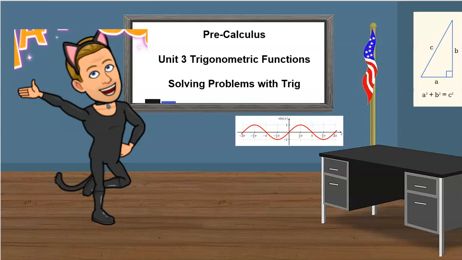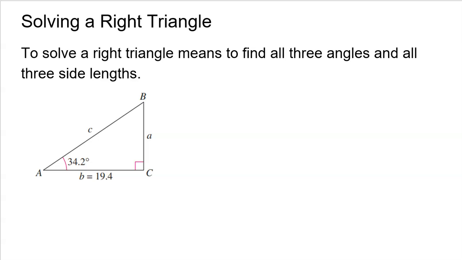All right, so the first type of problem that we're going to look at is what we call solving a right triangle. When I ask you to solve a triangle, that means that you're finding all three angles and all three sides. That's what it means to solve a triangle. Find everything. So here's a classic example where we are going to solve a triangle.